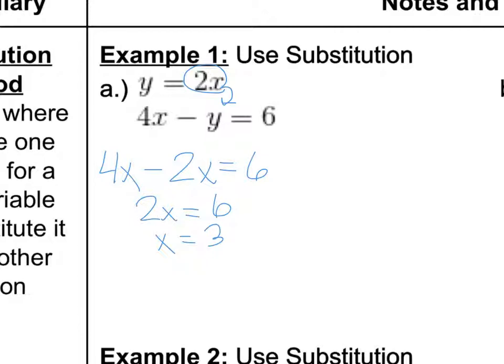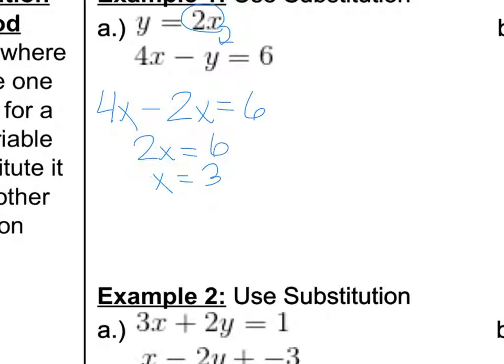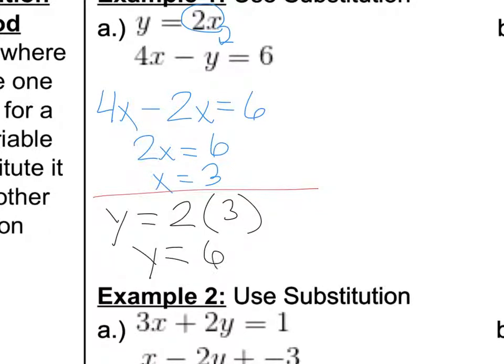Now that you know what x equals, all we want to do is plug it back into this original equation up here, and we'll figure out what y equals since y is by itself here. So y then equals 2, instead of x, times 3. 2 times 3 is 6, so y equals 6. We want to write your final answer as an ordered pair. So the coordinate where these two lines intersect is at (3, 6). And that's how we use the substitution method.